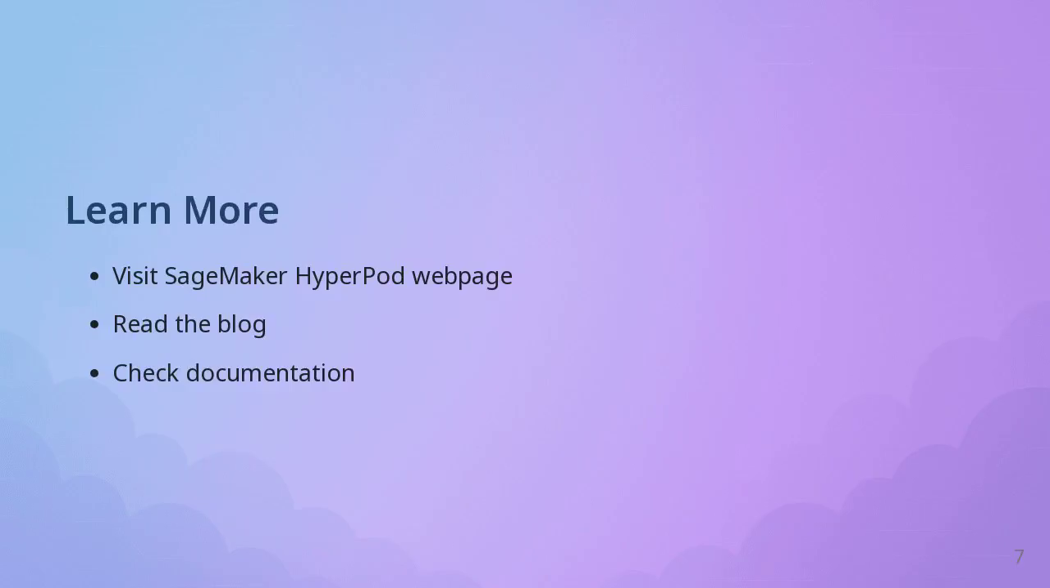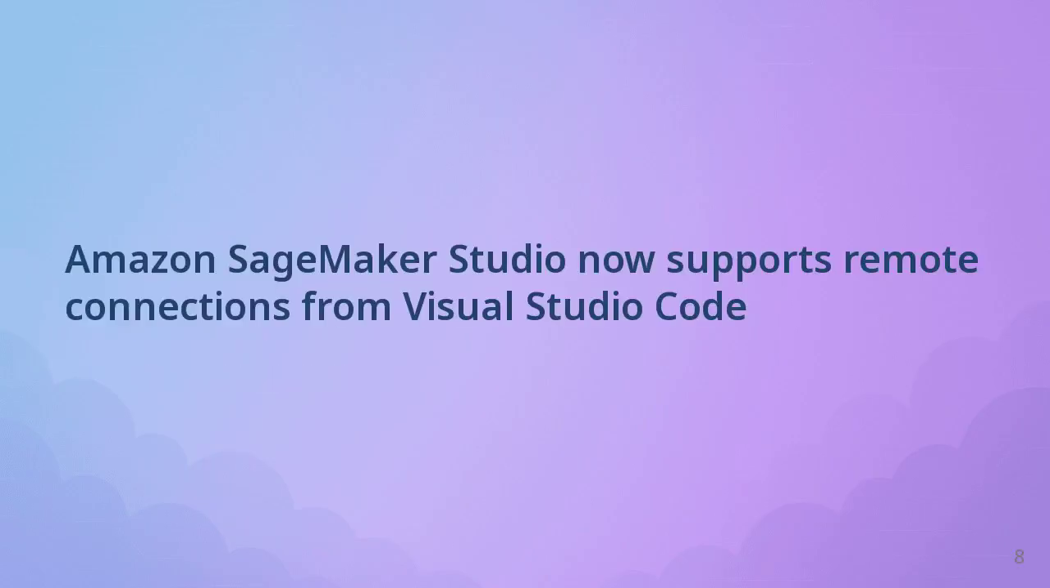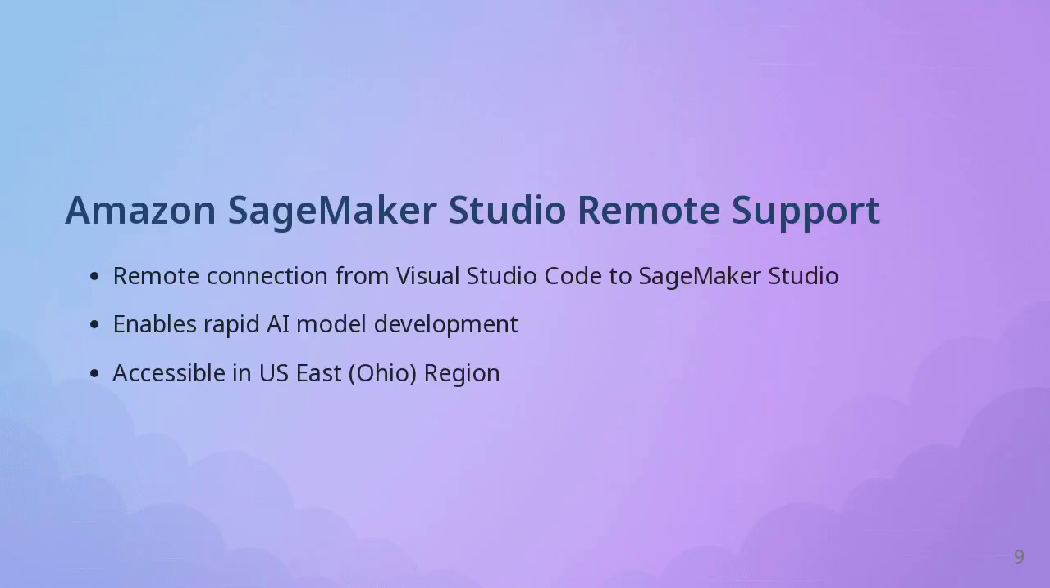Amazon SageMaker Studio now supports remote connections from Visual Studio Code. Amazon SageMaker Studio now supports remote connections from Visual Studio Code, allowing developers to leverage SageMaker's scalable compute resources for AI model development. This connection can be established in minutes, significantly speeding up the development process.